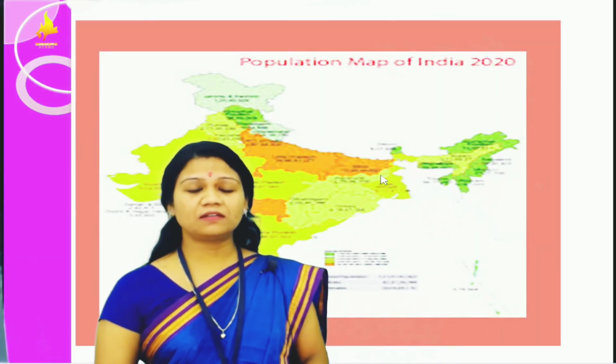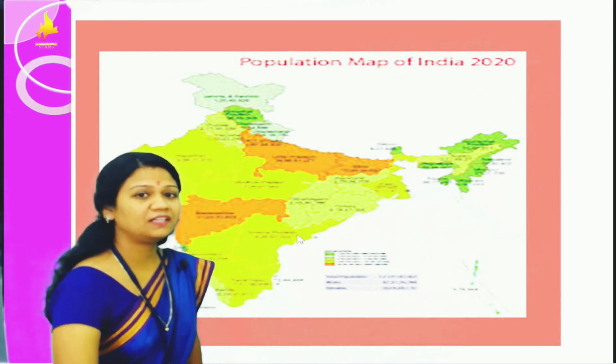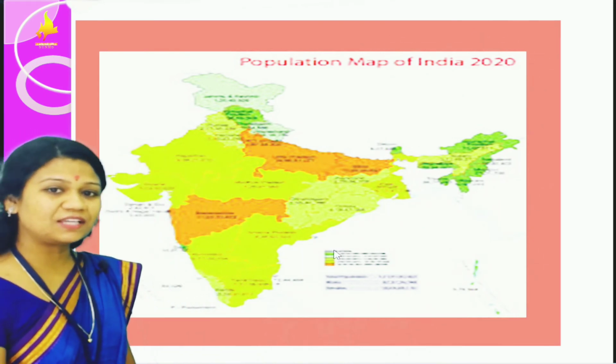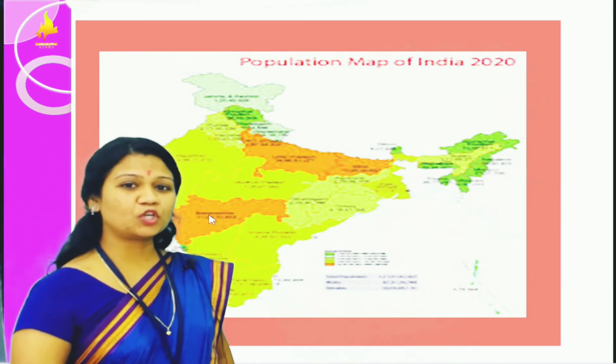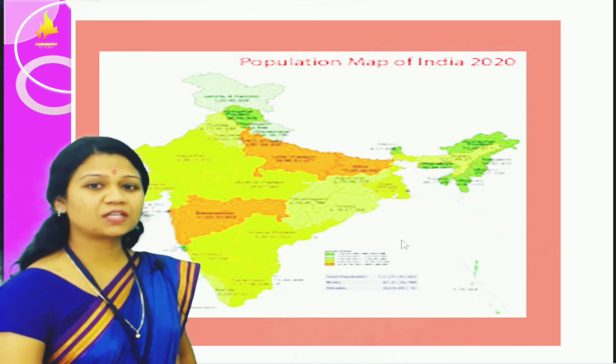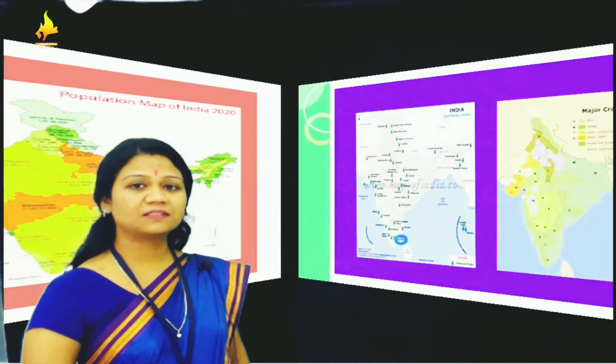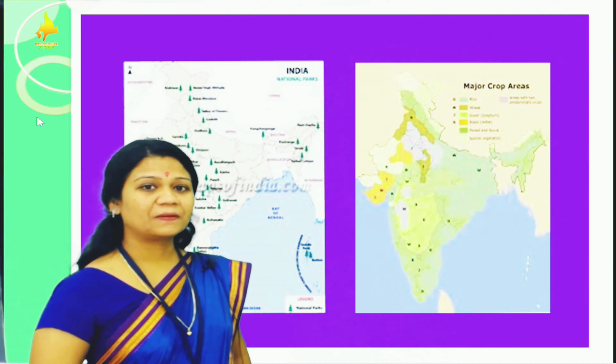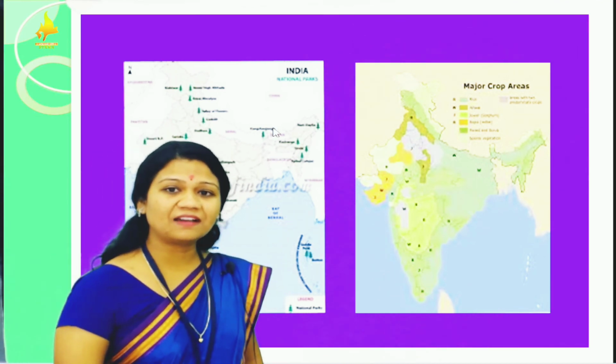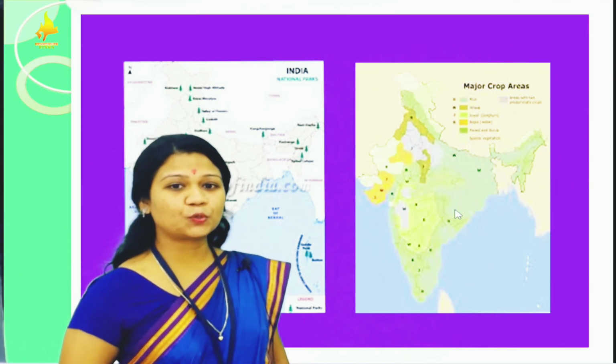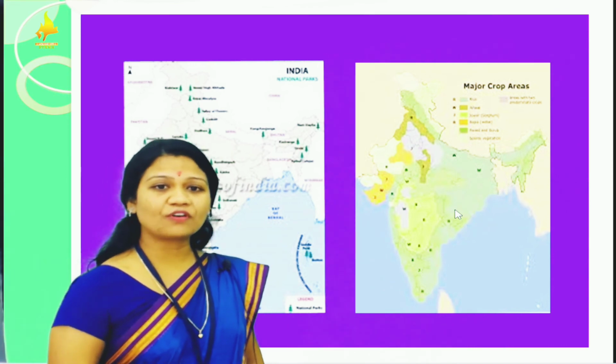This is a population map of India 2020 and the range is given here. The maximum population and the lowest population, we can easily understand. Major crops of the area in India are shown here. These are the types of thematic map.